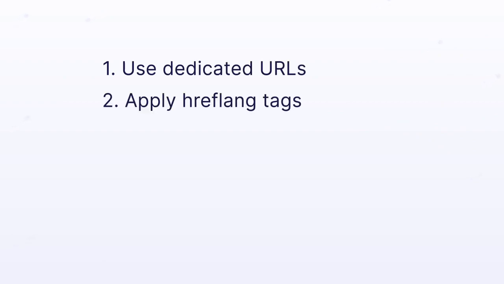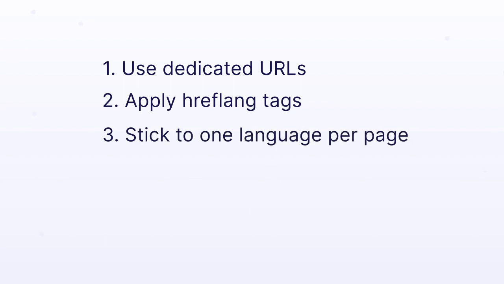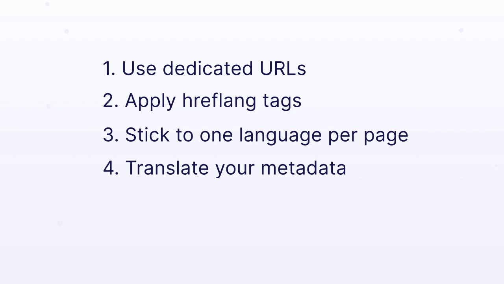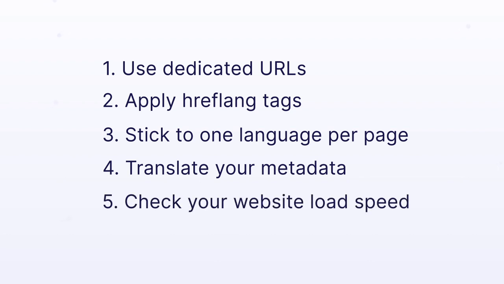So, as you can see, when creating a multilingual site, there are a few important SEO factors to consider. Let's recap our tips. Firstly, use dedicated URLs. Secondly, apply hreflang tags. Thirdly, stick to one language per page. Number 4, translate your metadata. And finally, check your website load speed.